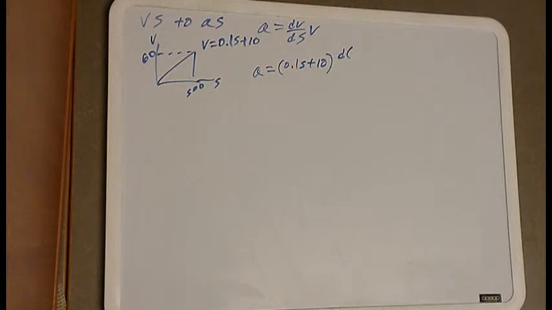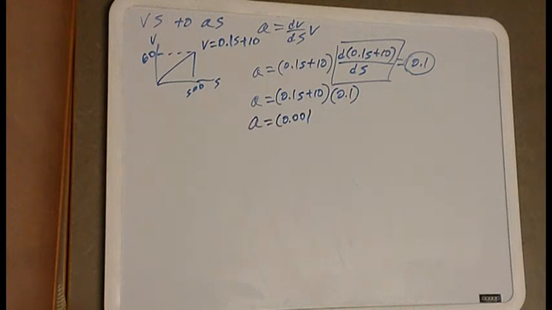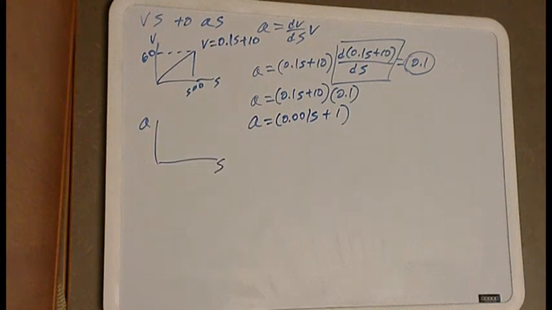Now let's take the derivative, d of 0.1s plus 10 over ds. So we're taking the derivative of V in terms of s for the second part of that equation. Now when you take the derivative, s is our only s term, so we end up with 0.1 being our derivative of V. So our acceleration is equal to 0.1s plus 10 times 0.1. Multiplying through, you get 0.01s plus 1.